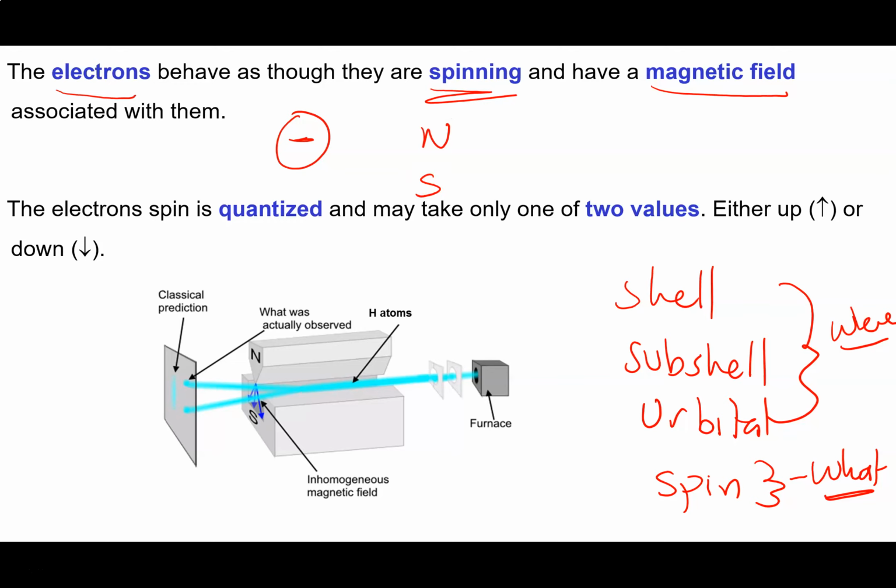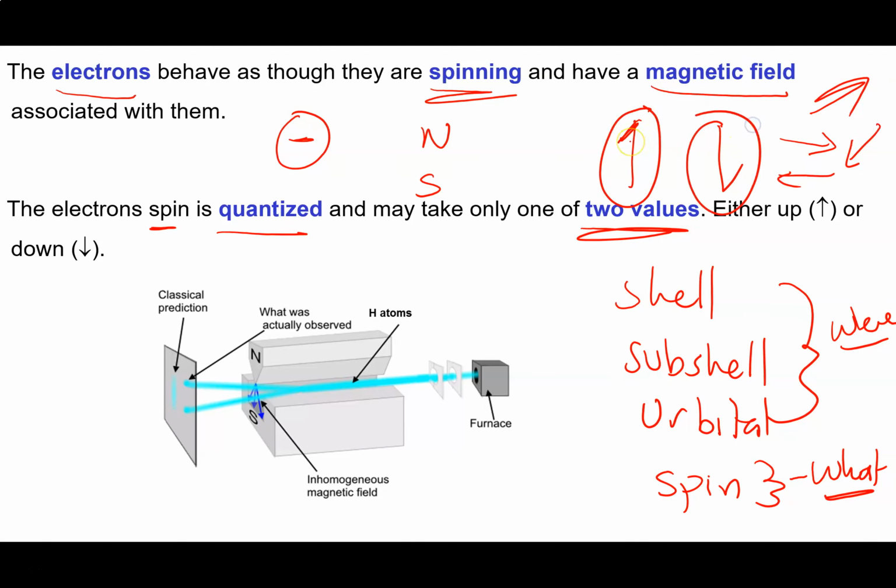Now, it turns out that the spin of an electron is quantized, just like its energy, and it only has one of 2 possible values. It spins such that it appears that its magnetic north pole is pointing up, or it spins such that it appears that its magnetic north pole is pointing south. But it's never pointing to the left or the right or somewhere in between. It's just one of these 2 values.